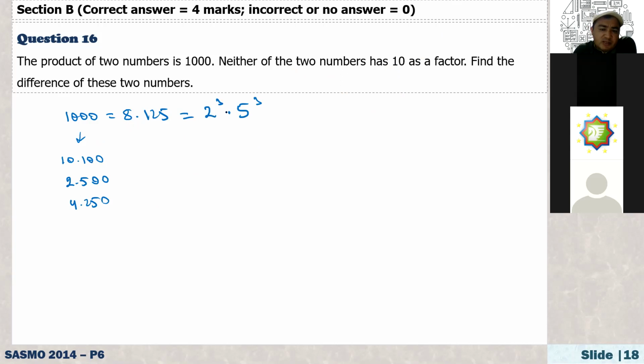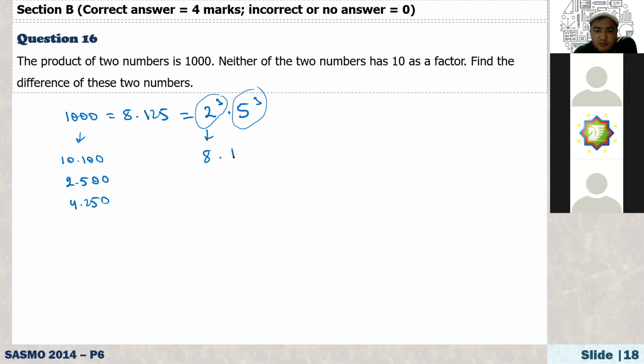So the only way is, as you see here, if I take the first factor as the power of 2, the second one is power of 5, and power of 2 is not a multiple of 10. And also 5 cubed is not a multiple of 10. So that means that here it is 8, and this one is 125. So their difference is 117, right? Yes. Okay.